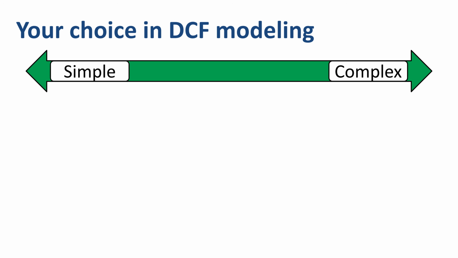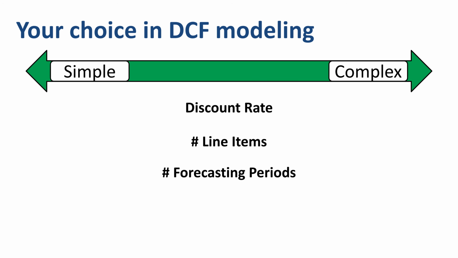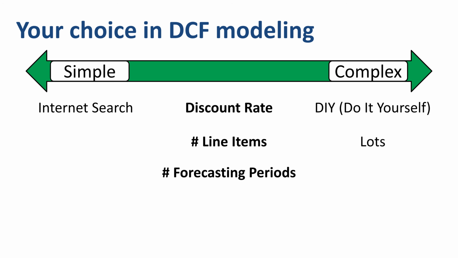There are basically three elements that you need to make a choice on: discount rate, number of line items in your model, and the number of forecasting periods. Each of these has a simple version and a complex version, and options in between. For discount rate, there is the complex DIY, do-it-yourself option, or the simple internet search option. For the number of line items in the model, you can have lots, and I mean lots, or boil it down to just one single item. For the number of forecasting periods, you can go to 5, 10, 15, or even 20, or just one.